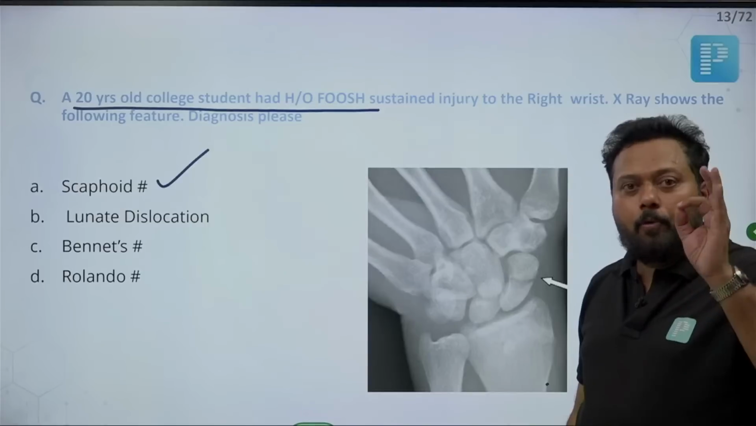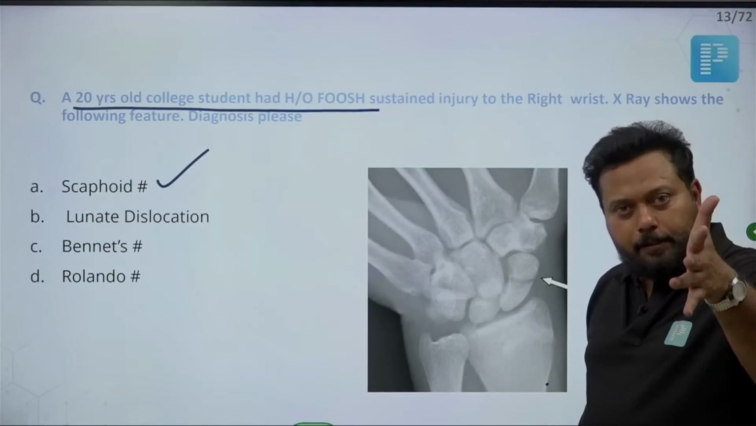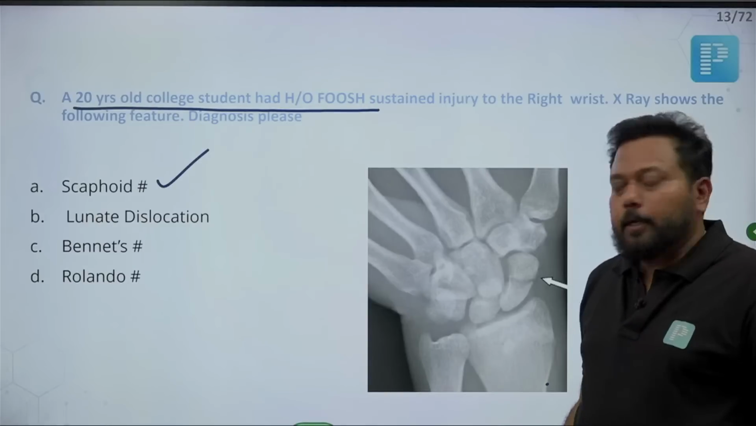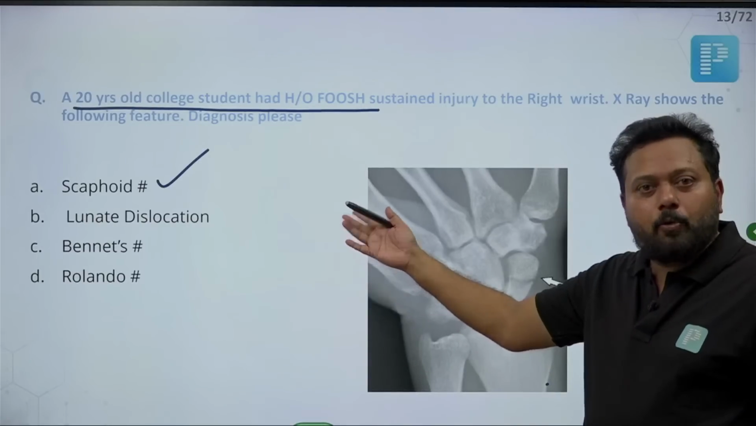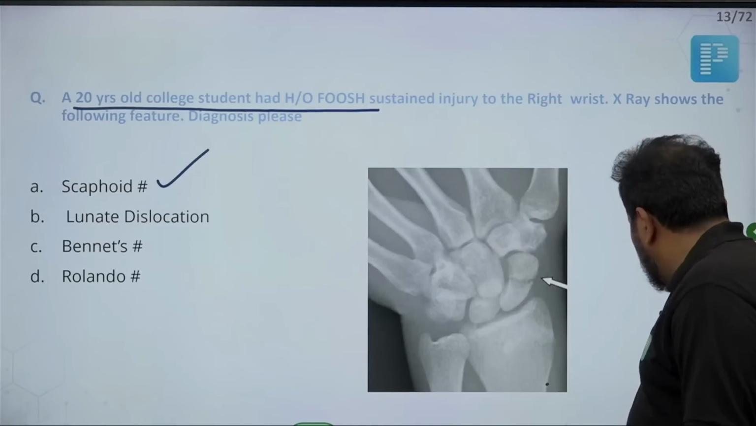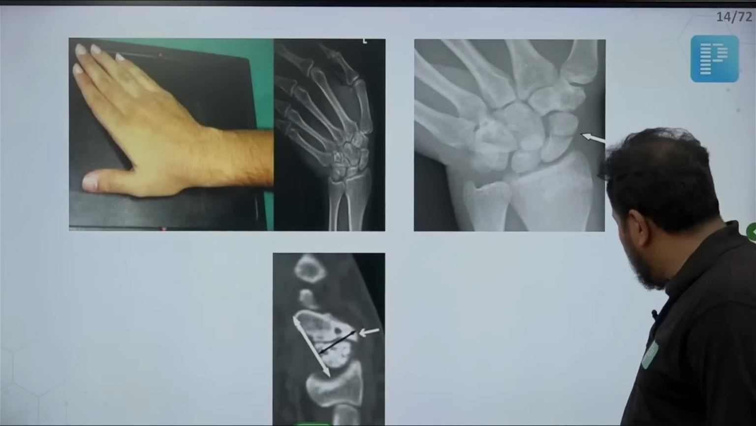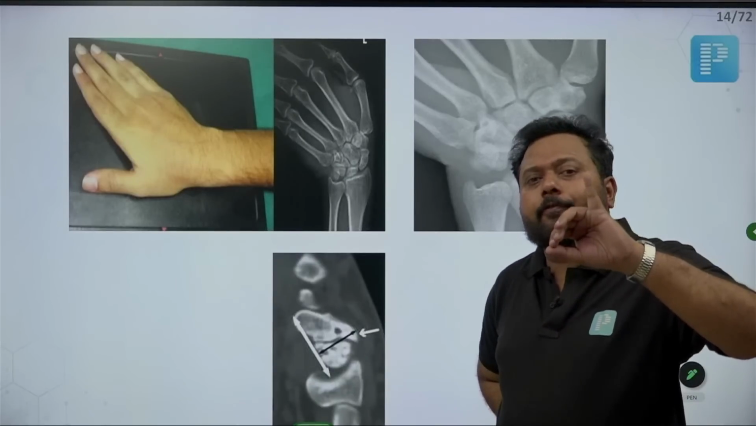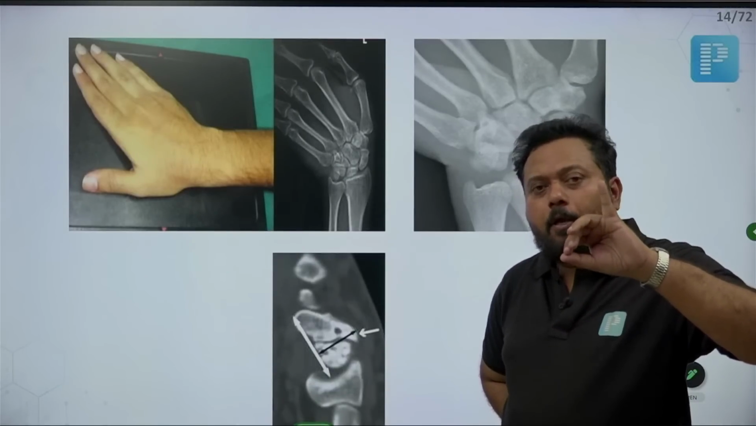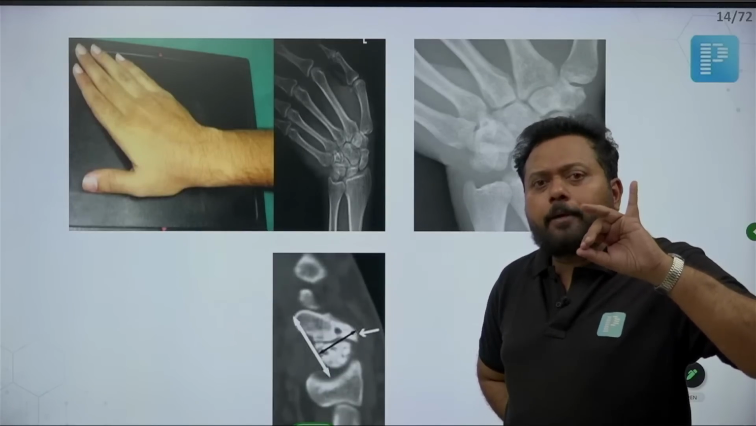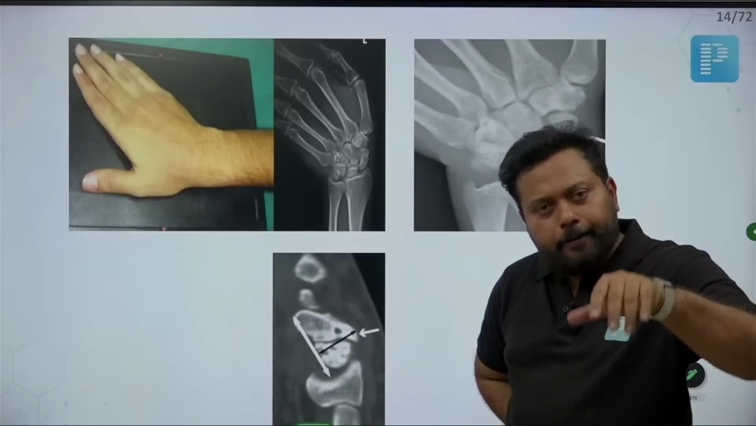What I told, the most common fracture of adolescents or young adults, a 20-year-old, because Colles fracture is uncommon in this age. Colles fracture happens in the elderly. Okay, let us see about the scaphoid fracture. Scaphoid fracture is the most common fracture of young adults and adolescents. There are 8 carpal bones in the human body. The most common carpal bone to undergo fracture is scaphoid.